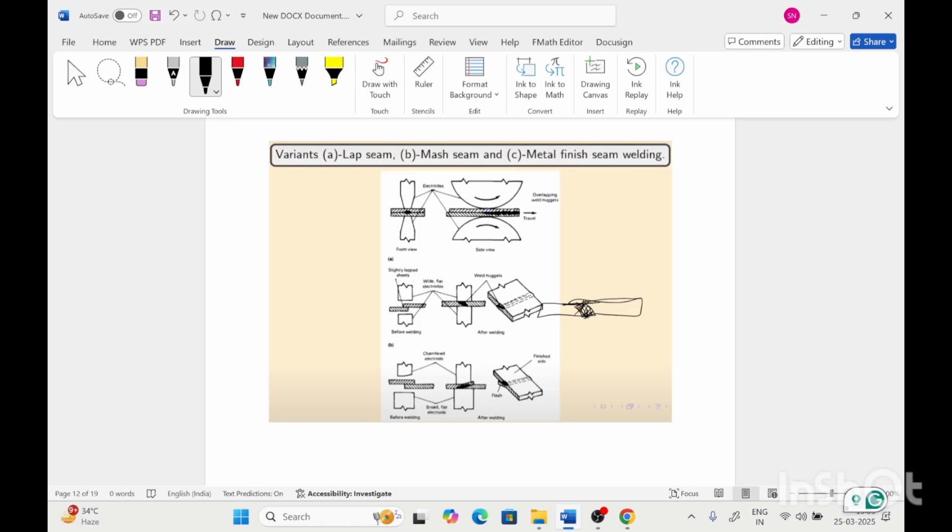And in the second case, where metal finish seam welding is done, before welding these sheets are put like this. Then the upper electrode has less cross section, and the bottom electrode has a larger cross sectional area. It's broad and flat, and the second is the chamfer electrode. So this type of seam welding joint can be formed in this process.